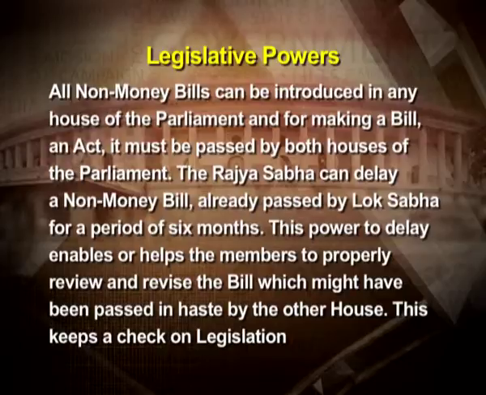The Rajya Sabha can delay a non-money bill already passed by Lok Sabha for a period of 6 months. This power to delay helps the members to properly review and revise the bill, which might have been passed in haste by the other house. This keeps a check on legislation.